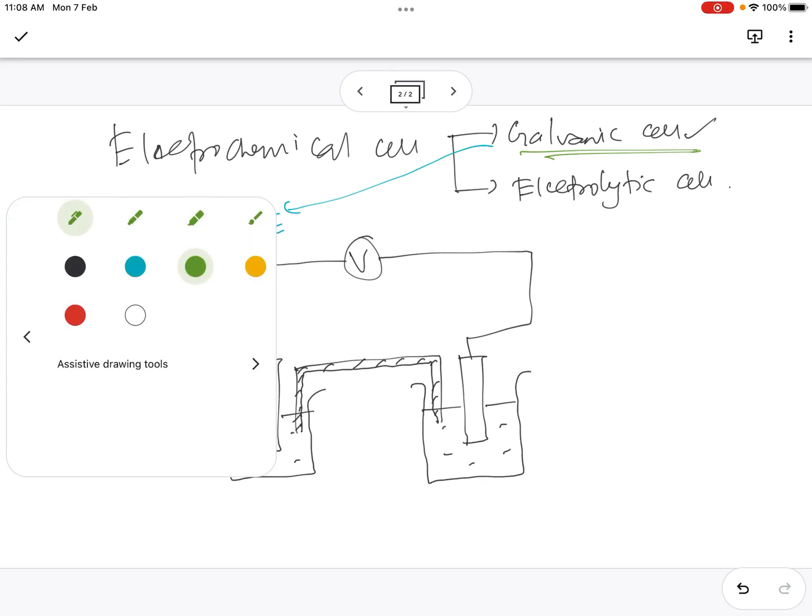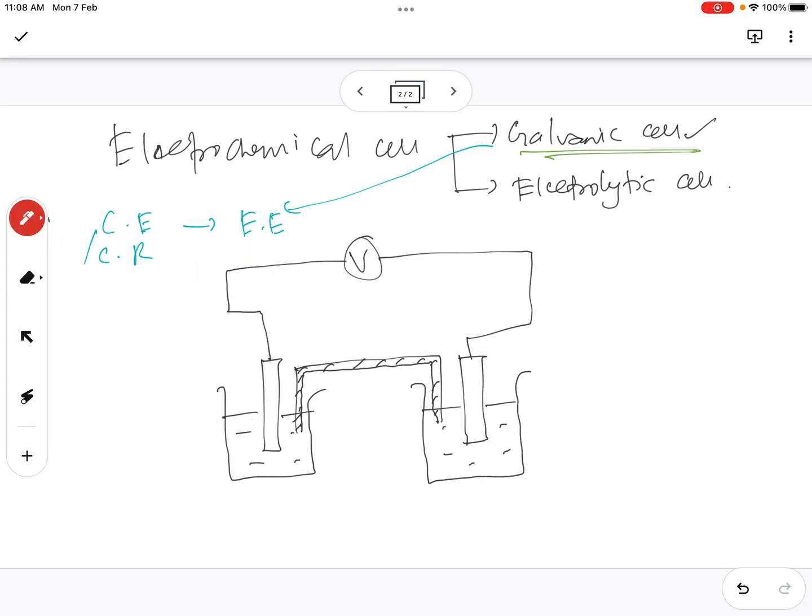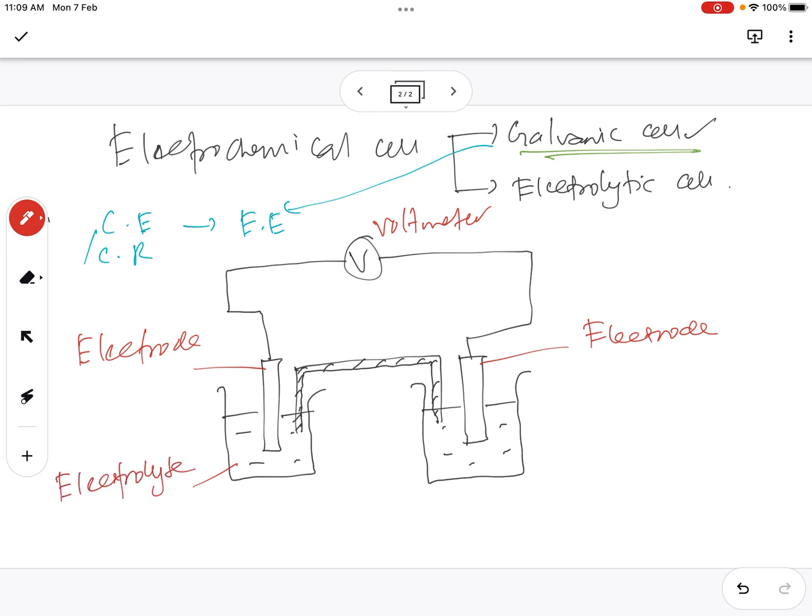Okay, so now we label. The top one is known as voltmeter. Okay, and then this is electrode, dikenali sebagai electrode. And then this one is electrolyte. Okay, electrolyte. And then sini dikenali sebagai salt bridge. Can you see the diagram, guys? Boleh nampak ke diagram tu?